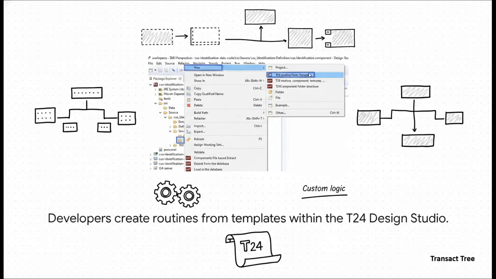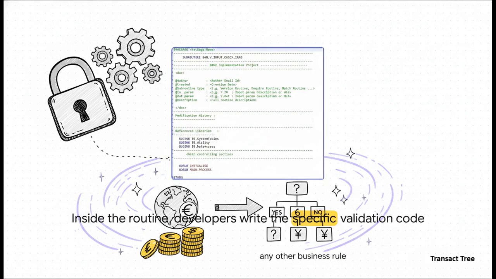So for a developer, the process starts right here, inside the T24 Design Studio. They just create a new routine from a template, which gives them the basic skeleton and structure they need for their custom logic. And right inside this template, they can get to work writing the specific code to perform those complex checks we were just talking about, like verifying a currency based on a country, or really any other business rule you can dream up. This is where the custom magic really happens.